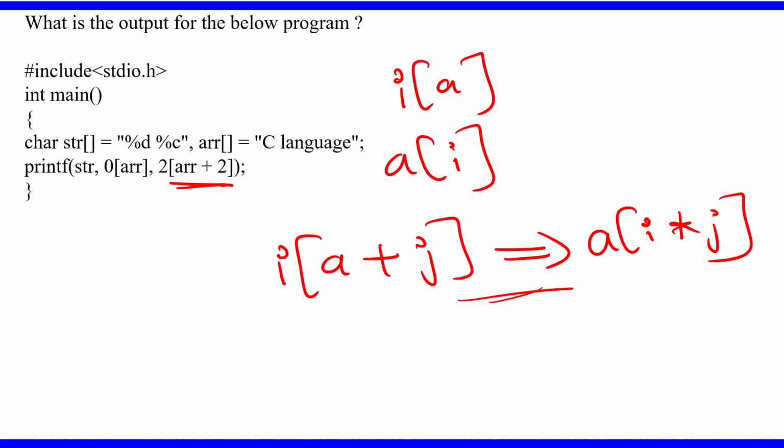Is it clear? Oh, C, right. A starts from 65, so for C it is 67. Right.